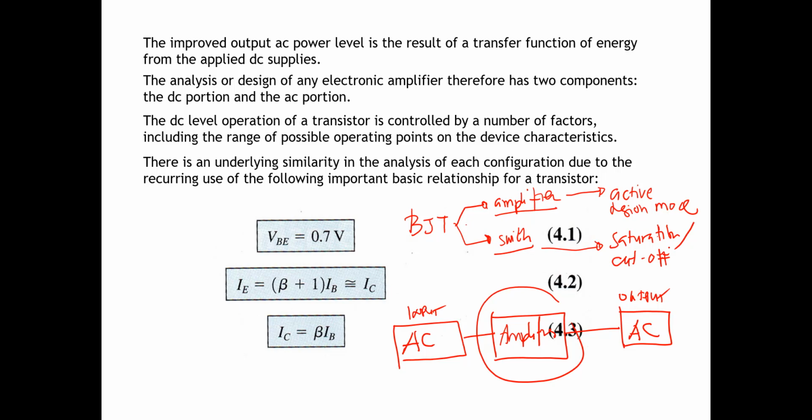Okay, so how to turn on the BJT in active region, saturation, or cutoff, we will learn here in the DC biasing. The first one, you have to remember that VBE is 0.7 volt for silicon, and then the IE emitter current is beta plus 1 times IB, or similar to IC, and IC is beta IB.